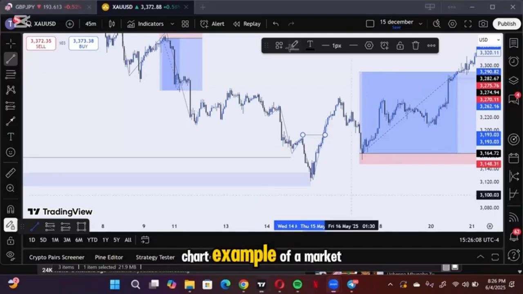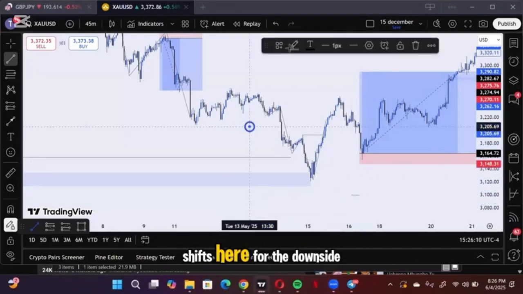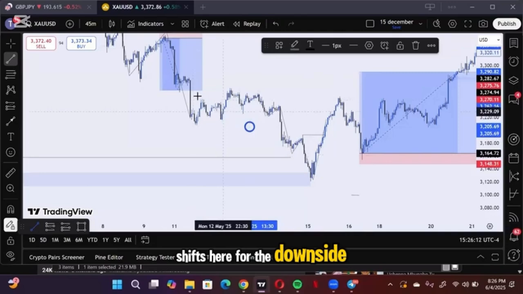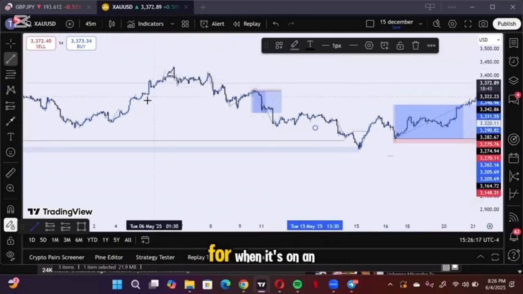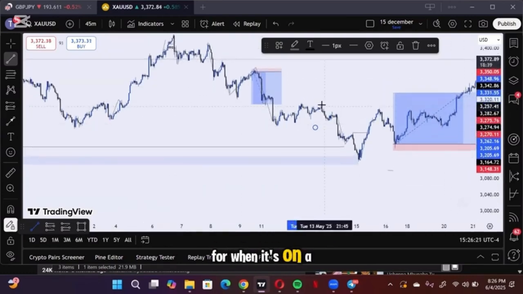So this is the real chart example of a market structure shift here for the downside. And then this one up here is the one for when it's on an uptrend and you get a structure to the downside. This one is the one for when it's on a downtrend and you get a structure towards the upside.